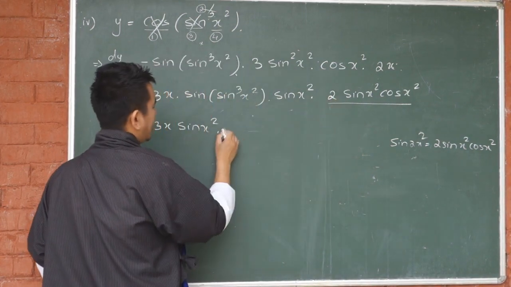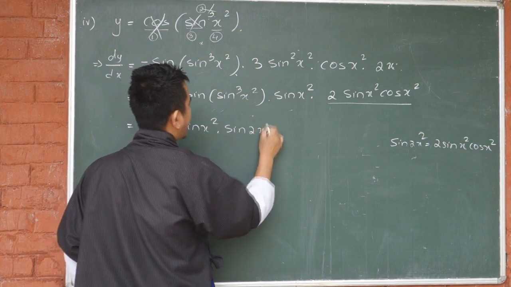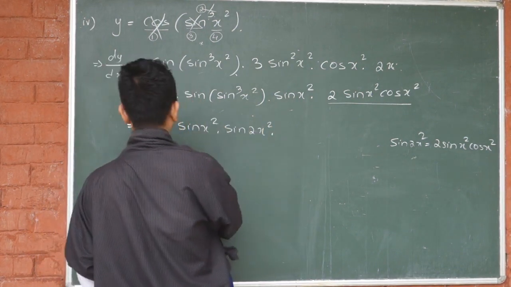Now, in this case, substitute here sine 2x square. Then write the final answer. The x I have already written here.